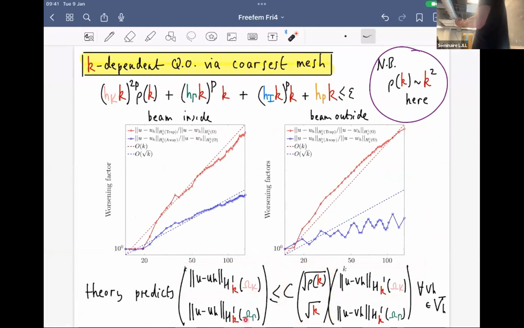So in the visible set, it grows like square root of k, and in the trapping, it grows like square root of rho. And for these two mirrors, rho is k squared. And here you see that we have, in fact, growth of square root of k for the visible set, and then growth of k for the trapping. So again, in this situation, the theory is confirmed.